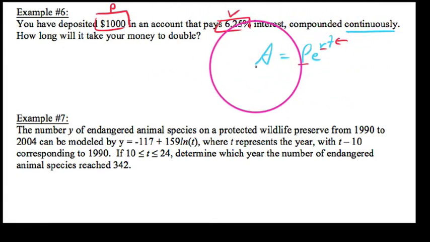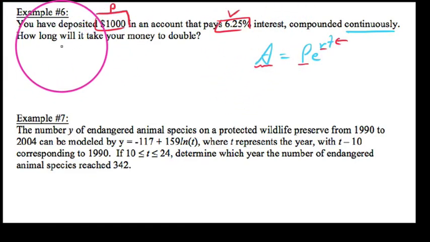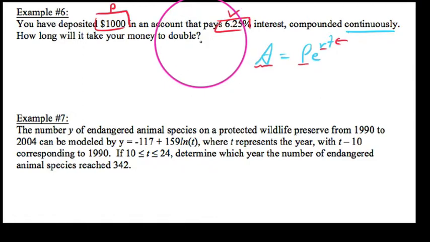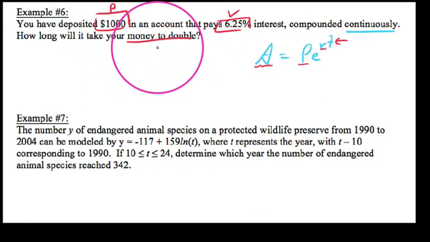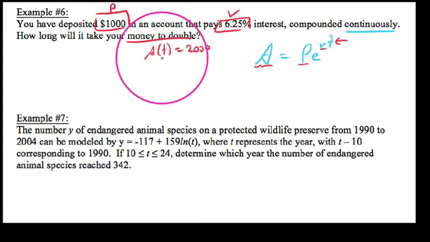You might ask yourself, well, do we know this capital A over here? But if you notice in the last question, it says, how long is it going to take my money to double? So for instance, if I started with $1,000, then this kind of represents the amount at a given time. And we say that that amount would be like $2,000, okay? So our job is to find this time.